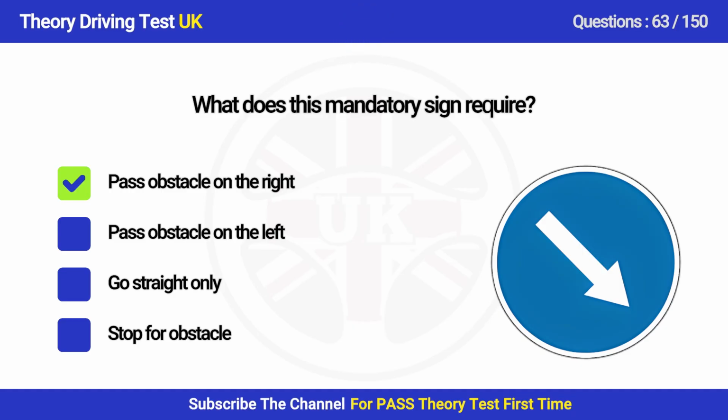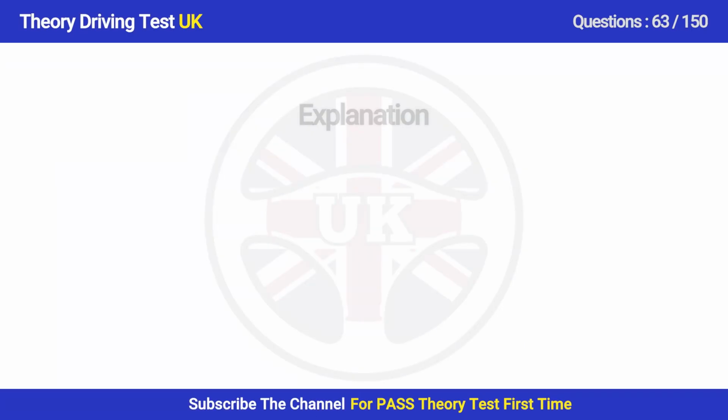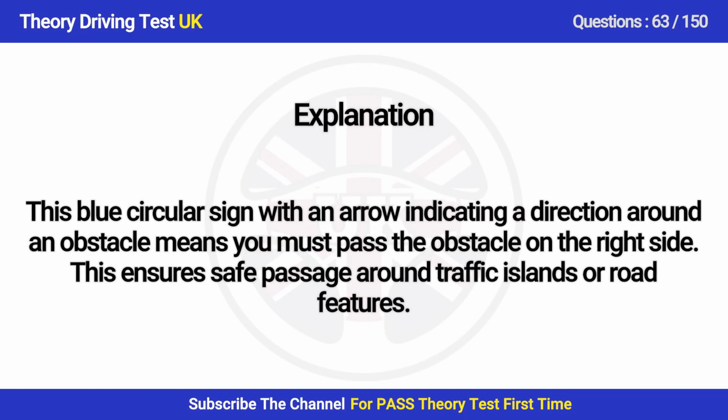Answer is A. Pass obstacle on the right. This blue circular sign with an arrow indicating a direction around an obstacle means you must pass the obstacle on the right side. This ensures safe passage around traffic islands or road features.